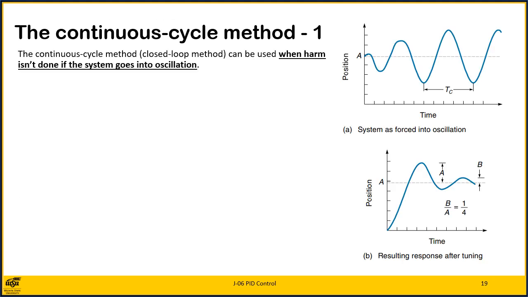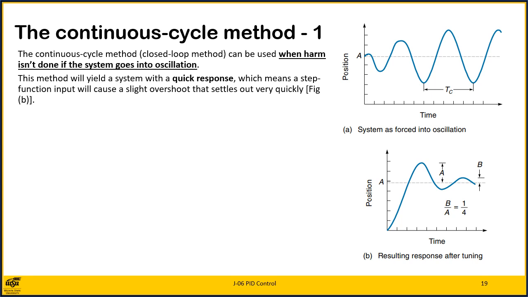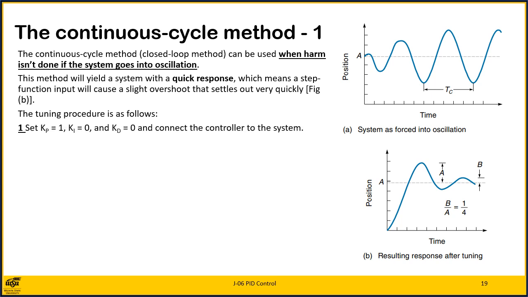The continuous cycle method, or closed loop method, can be used when harm isn't done if the system goes into oscillation. This method will yield a system with a quick response, which means a step function input will cause a slight overshoot that settles out very quickly, as is shown in Figure B. The tuning procedure is as follows.